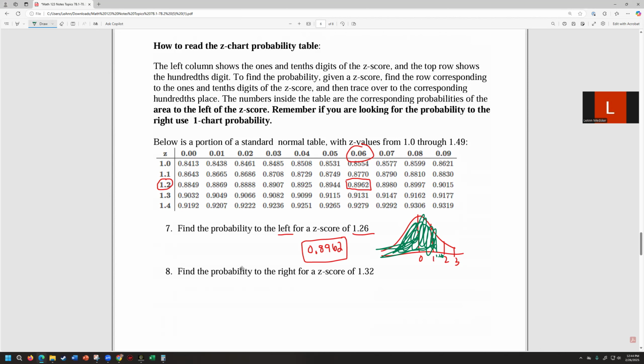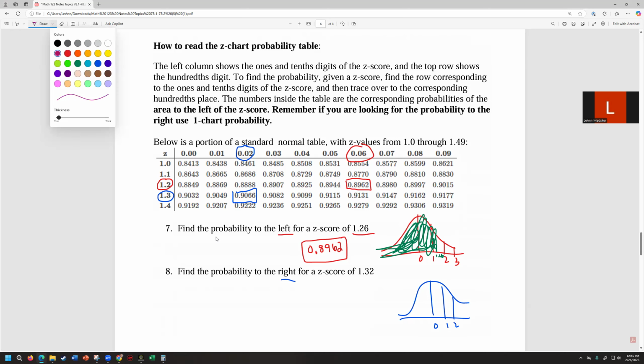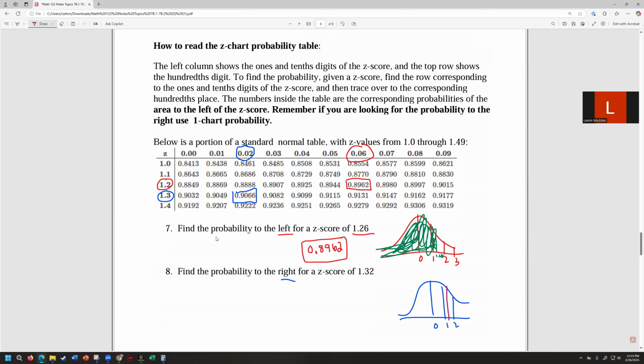Okay, find the probability to the right for a z-score of 1.32. So 1.3, then the hundredth place is 2, so that'd be 0.02. Notice that this is not going to be correct for our final answer for the area to the right. So it's 0, 1, 2, and here's about 1.32. Again, it's not much further than what we were doing on the last one. I'm just estimating where 1.32 might be. We want the area to the right. Notice that's not even more than 50%, which would be half of the bell curve.